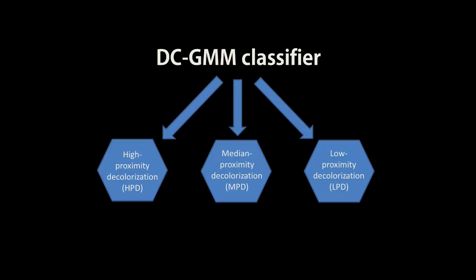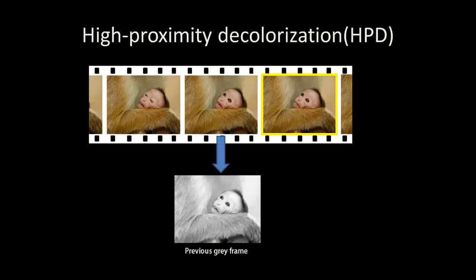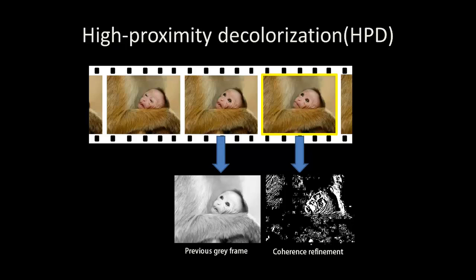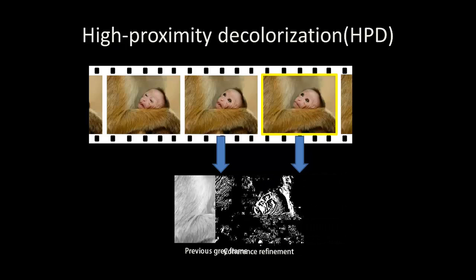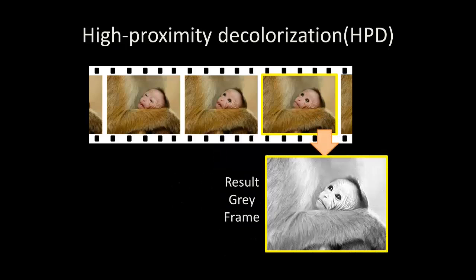According to classification results of the DC-GMM classifier, the color frame with similar content to the previous frame will apply the high proximity decolorization method. In this case, we reuse the grayscale result of the previous frame and adjust it by a differential refinement frame, which is based on optical flow algorithm. High proximity decolorization method can greatly reduce the redundant time of redecolorizing a highly similar frame.